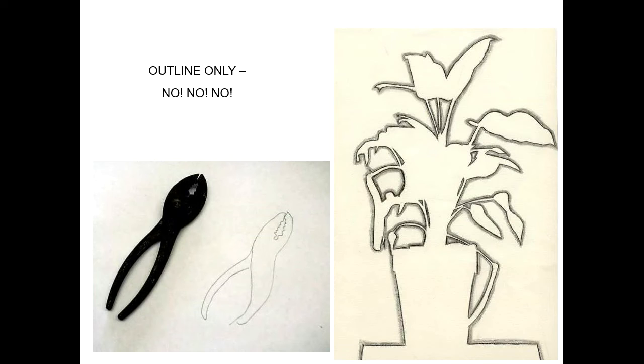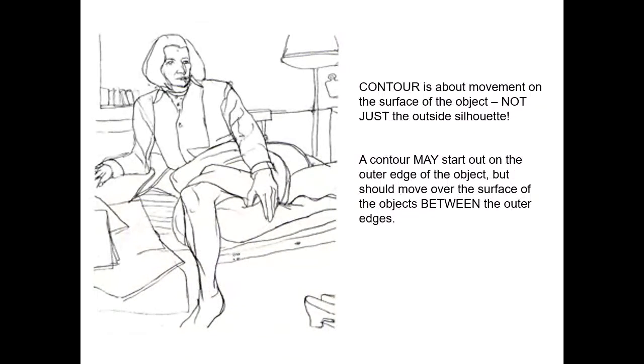So you can see there's a proportion mistake in that drawing to begin with, right? So the likelihood of the person who drew that changing it is actually pretty slim. The accuracy in the other one is a little more on point. It's a plant in a pot that seems pretty believable in terms of spatial relationships, but there's no movement on the surface to make it seem round. So we want to avoid the outline only.